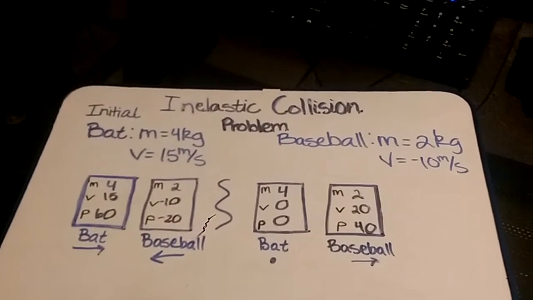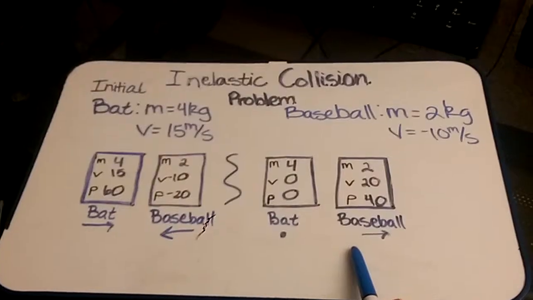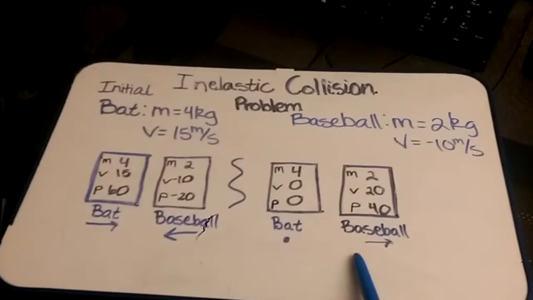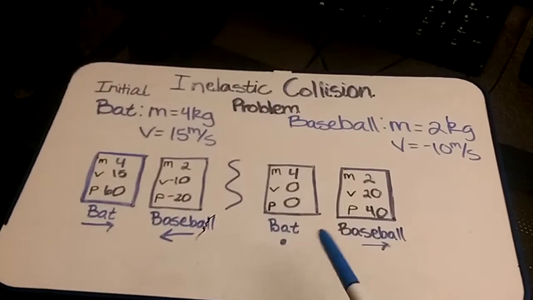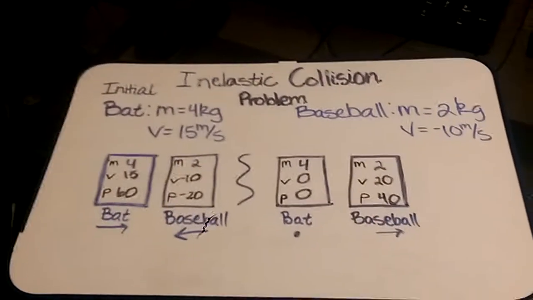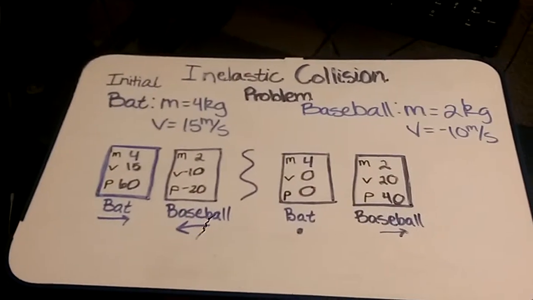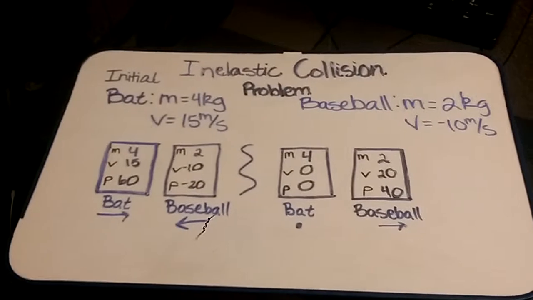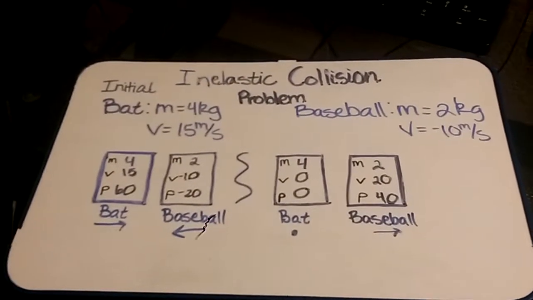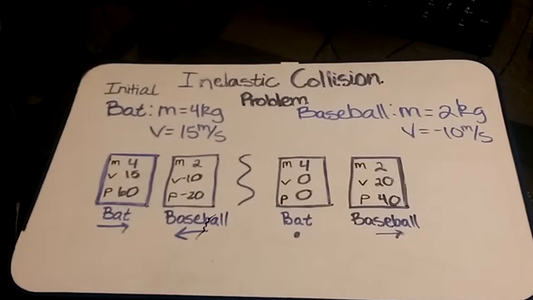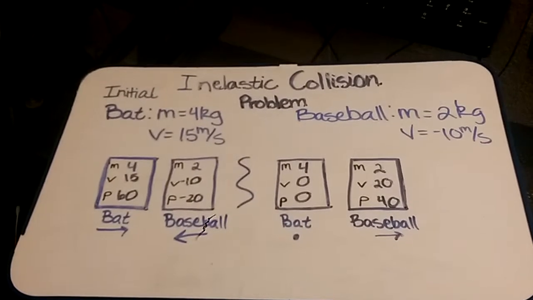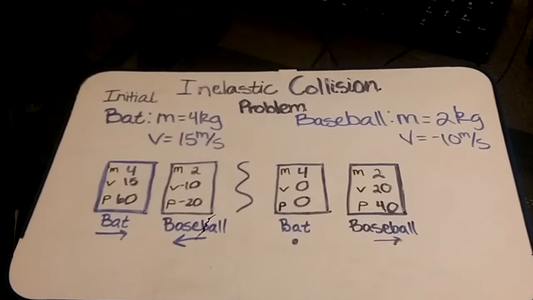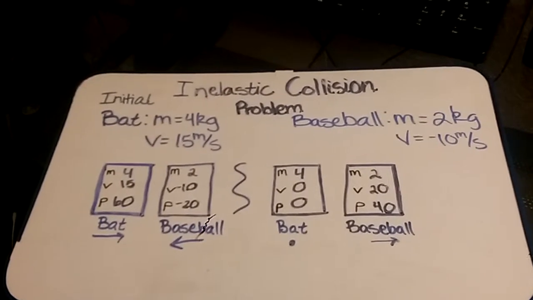Then for the MVP tables after the collision, the masses would be the same because in an inelastic collision, mass is conserved. The bat's final velocity is 0 meters per second, therefore the momentum is 0 as well because of the equation P equals M times V. To find the final momentum for the baseball, subtract the bat's final momentum by its initial momentum, then you take that number and add that to the baseball's initial momentum to acquire the baseball's final momentum.